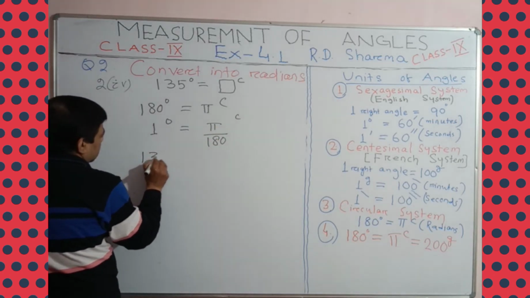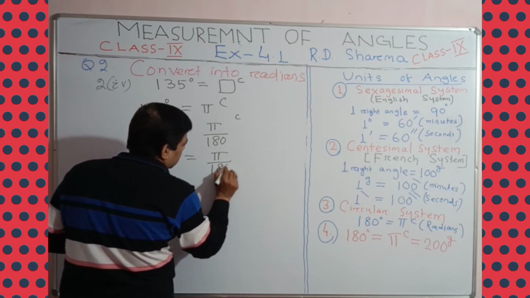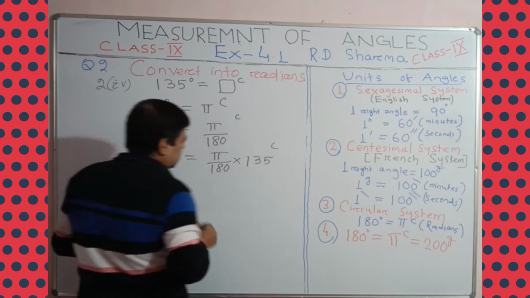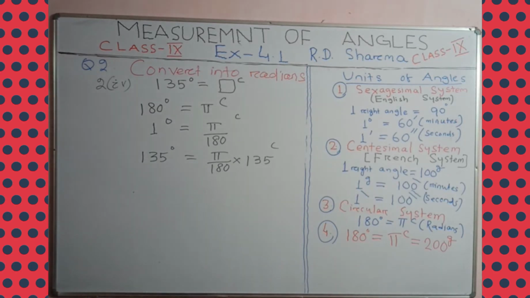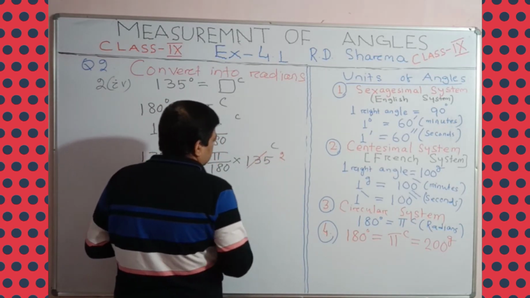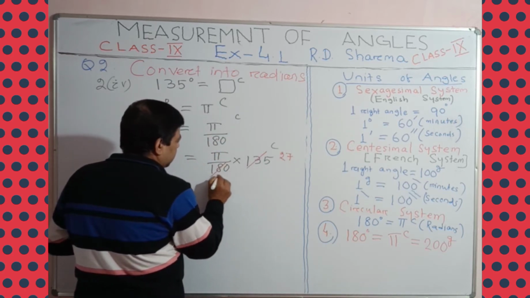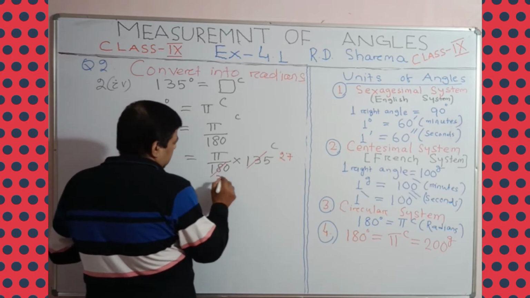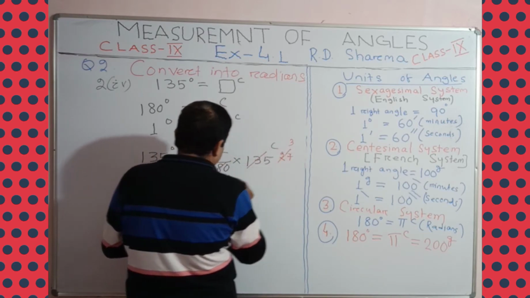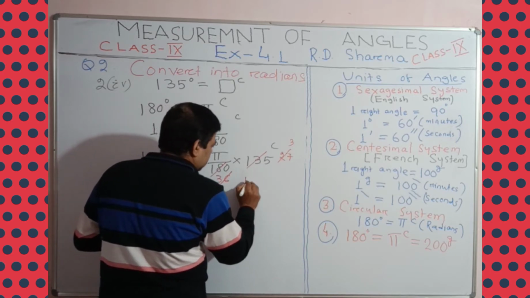Then 135 degree, pi upon 180 into 135 radian. So we can cancel here. Can you cancel by 5? You see 5 2s are 10, 5 7s are 35. Again you see 5 3s are 15, 5 6s are 30. Again you can cancel, 9 3s are 27, 9 4s are 36.